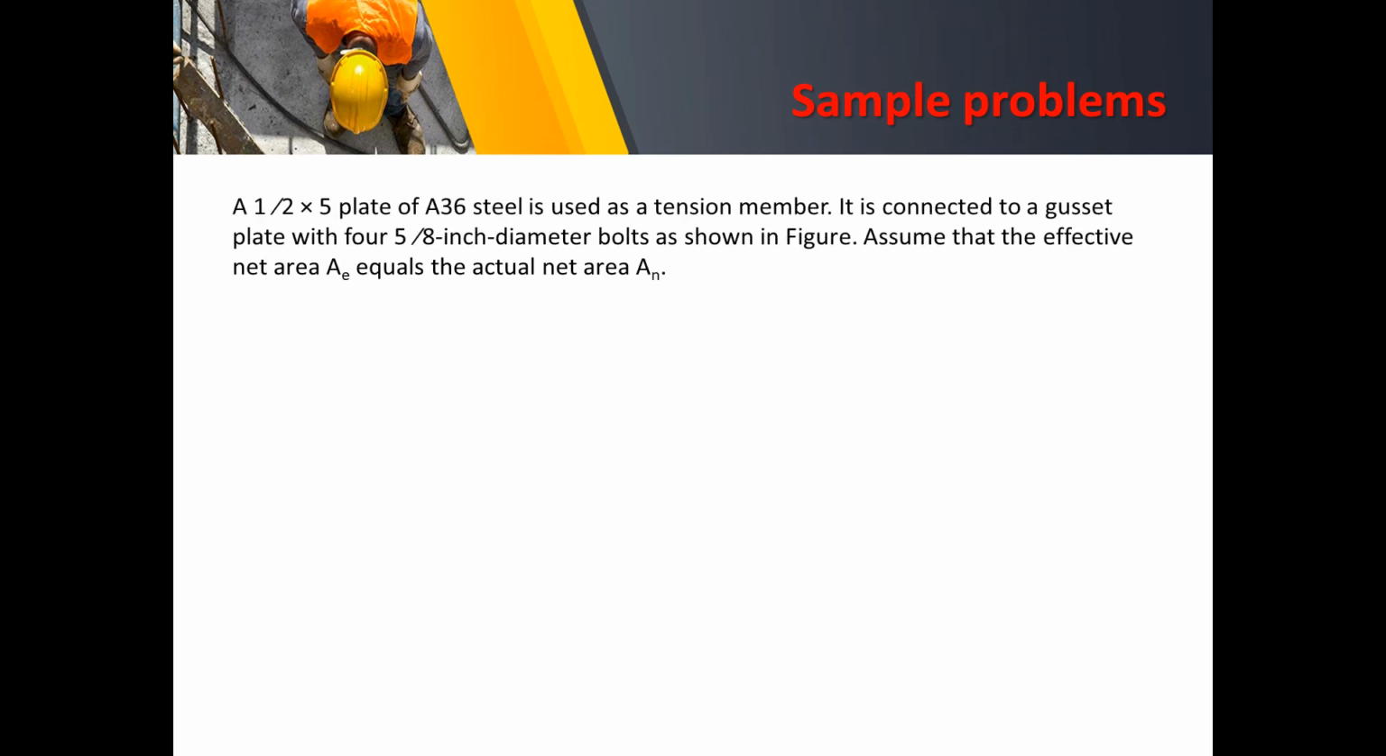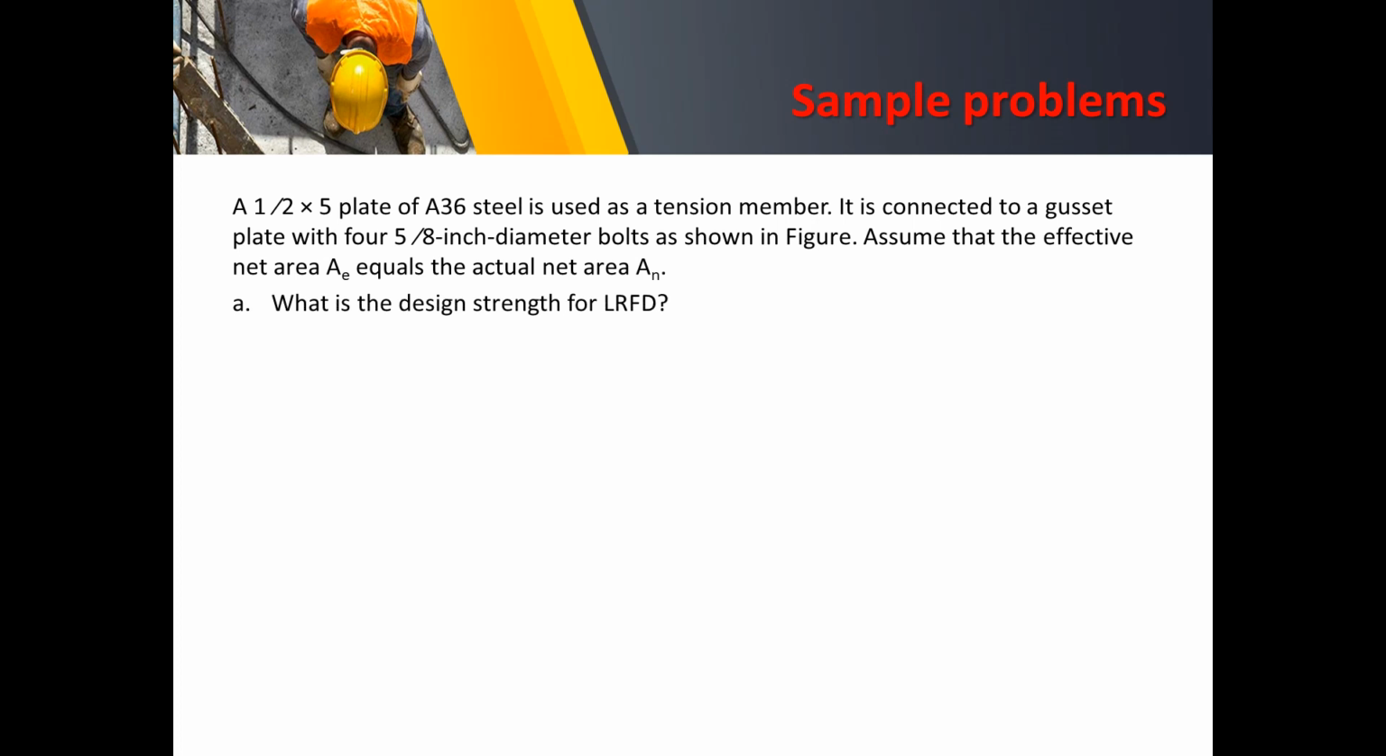So moving on to sample problems. Here we have a 1/2 by 5 plate of A36 steel used as a tension member. It is connected to a gusset plate with 4 pieces of 5/8 inch diameter bolts as shown in the figure. We have to assume that the effective net area equals the actual net area.